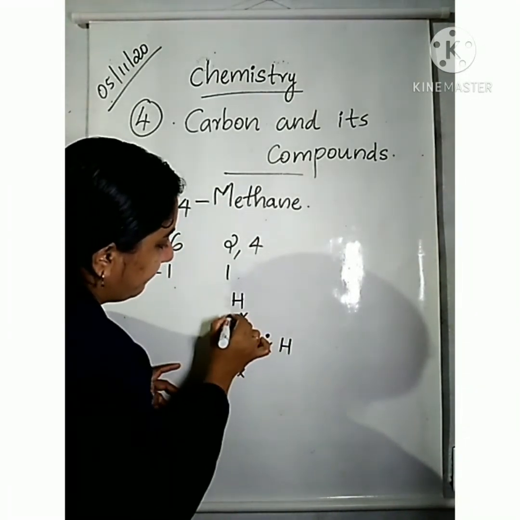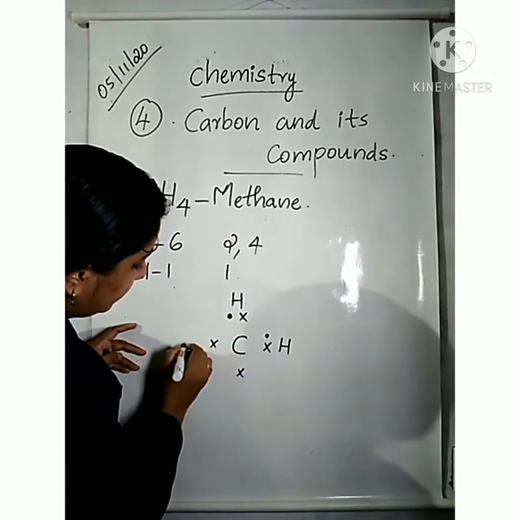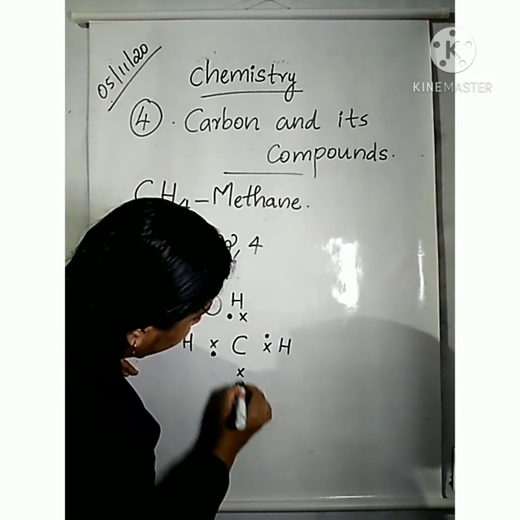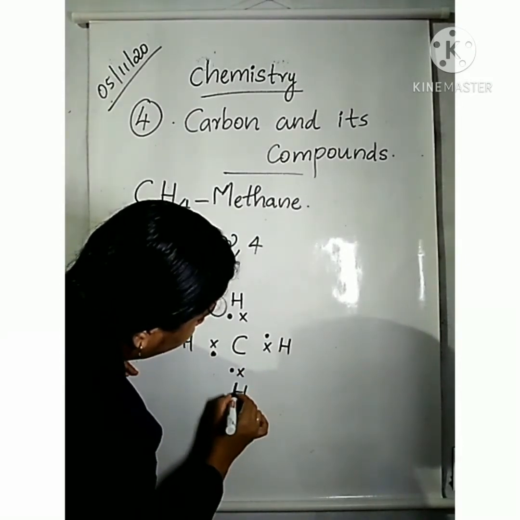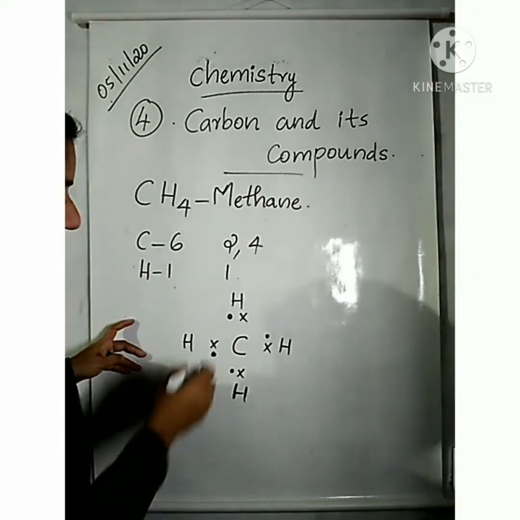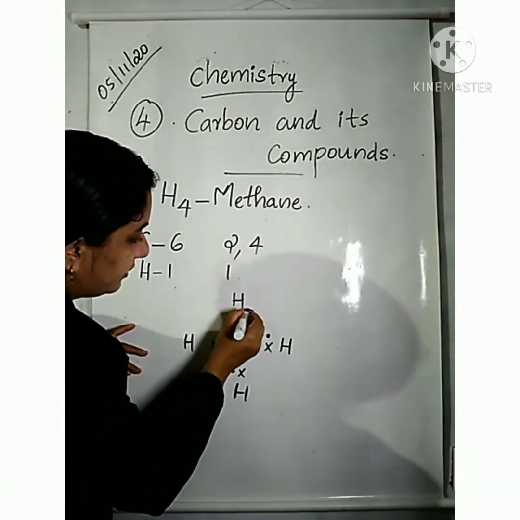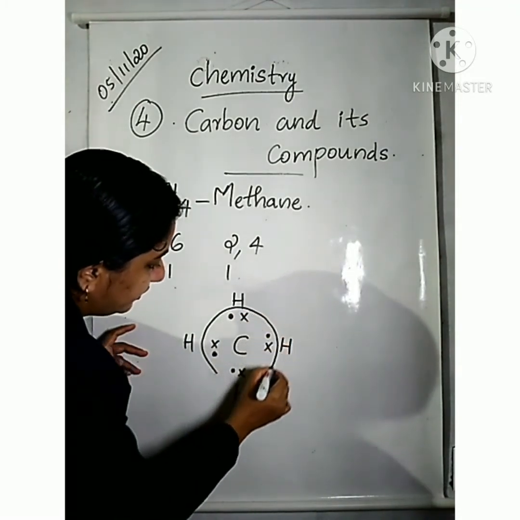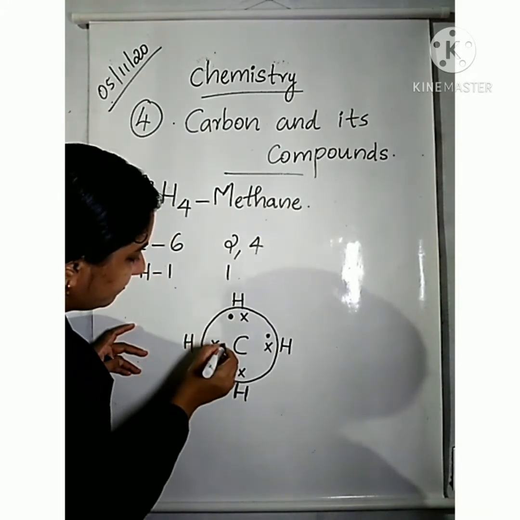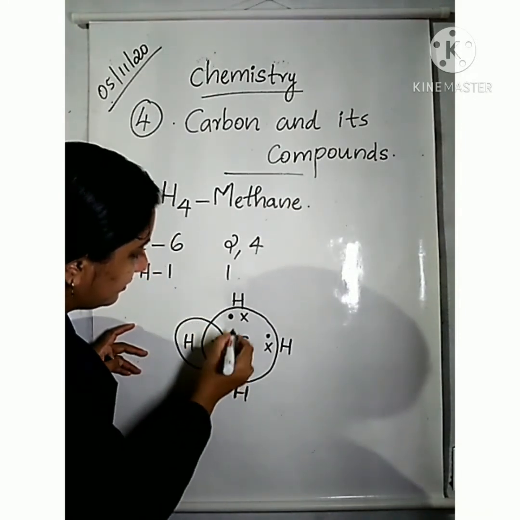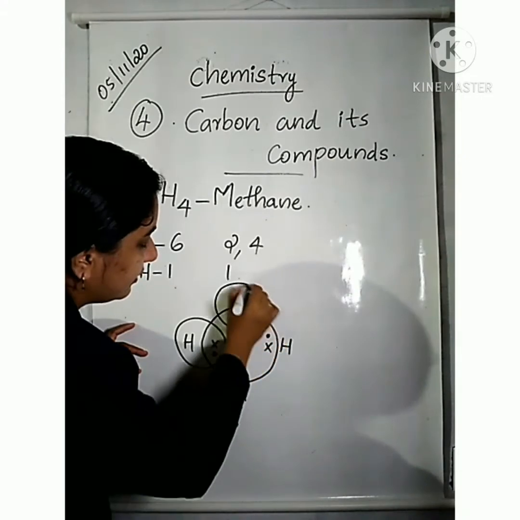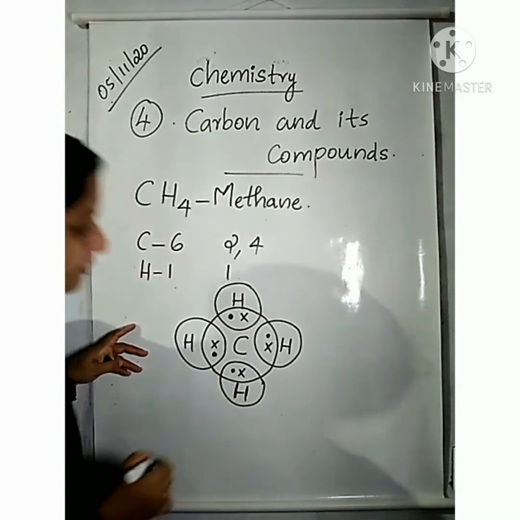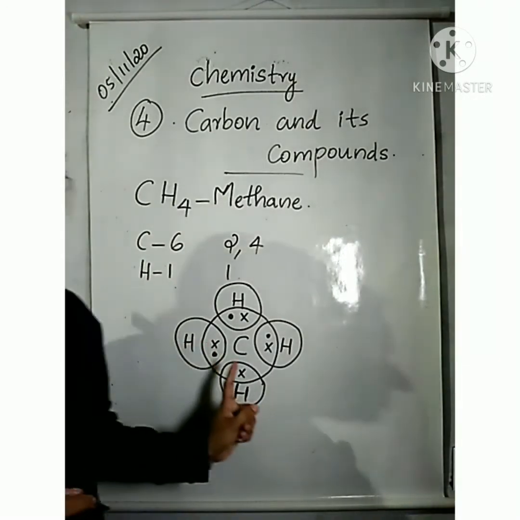4 hydrogen atoms are here. So we draw 4 hydrogen atoms. Okay. Then I draw the circle in this way. Then like this. This is the electron dot structure of methane.